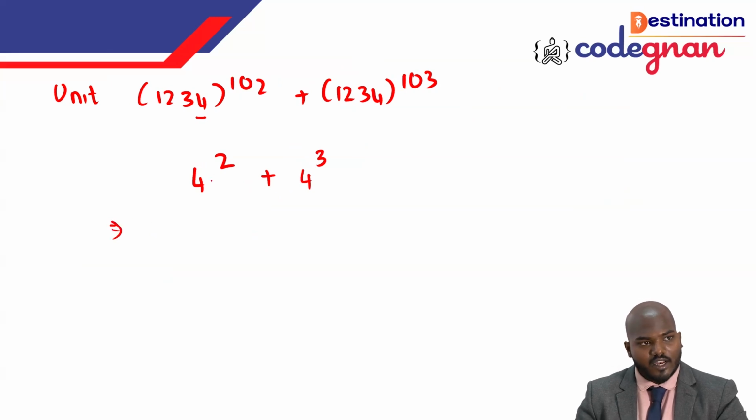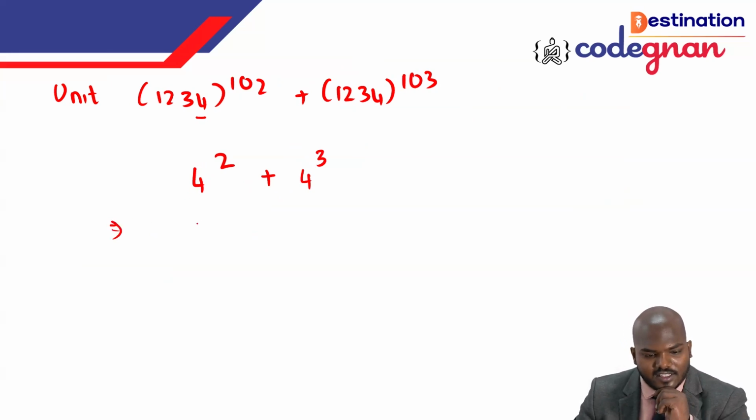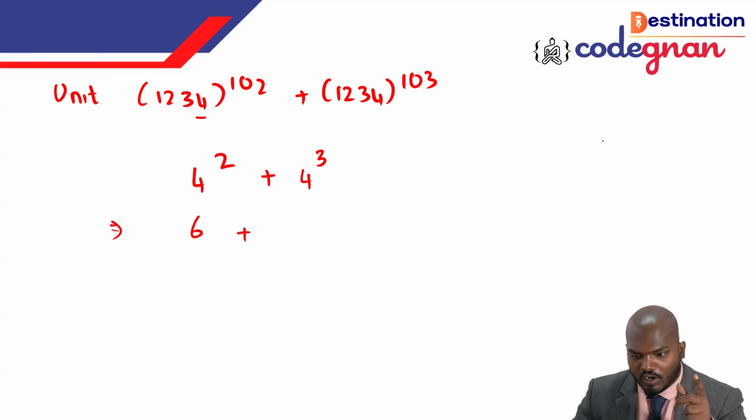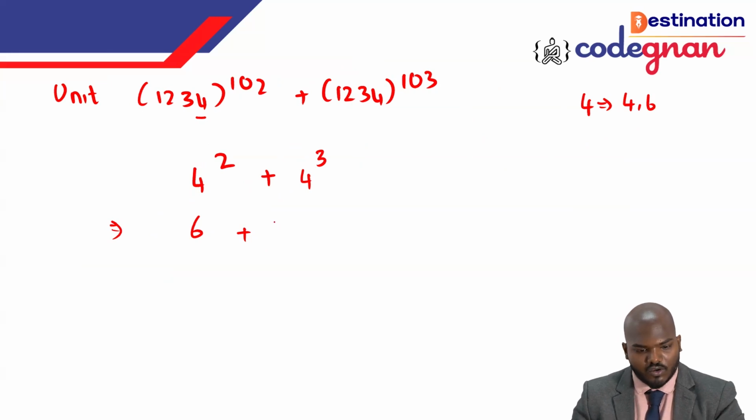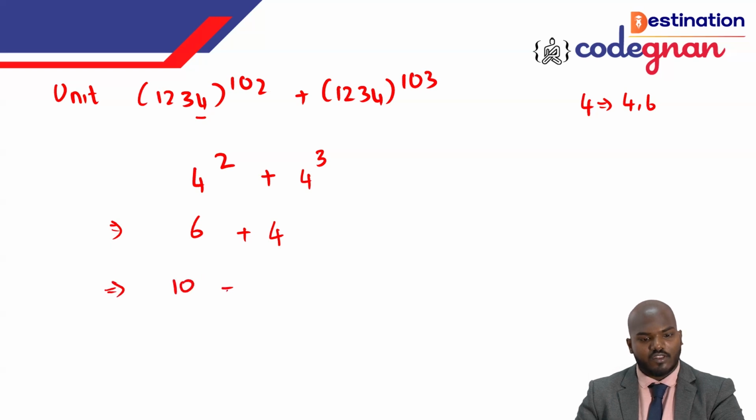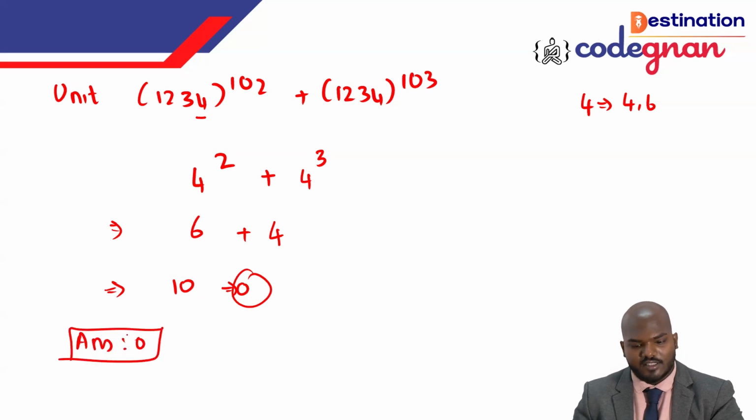4 square is equal to what? It will give you the last digit 6 here. And 4 cube is equal to what? If you want to know the power cycle of 4, I'll write it here: 4, 6, 4, 6. So 4 cube will give you 4 again. If you sum these, it will give you 10. The last digit of 10 is 0. So the final answer is 0. This is how you need to find the value. You got it, guys?